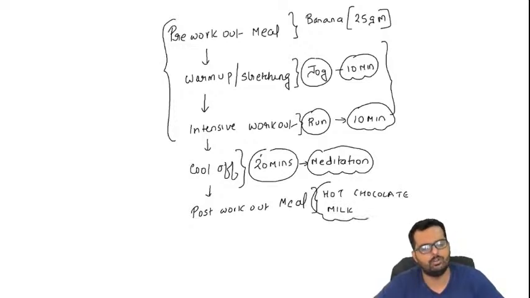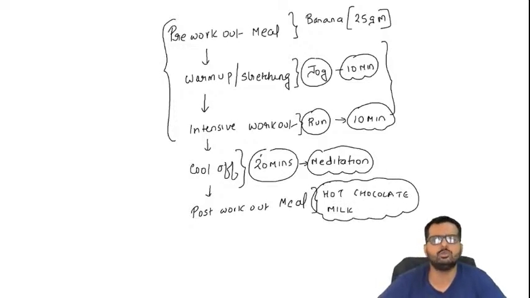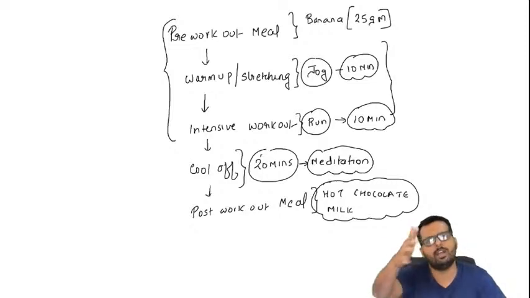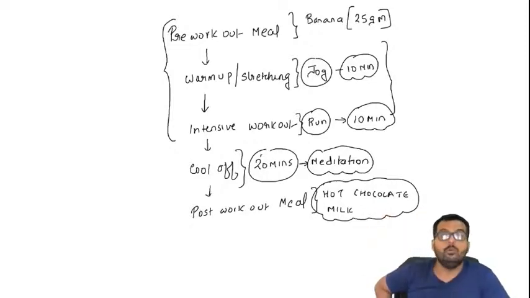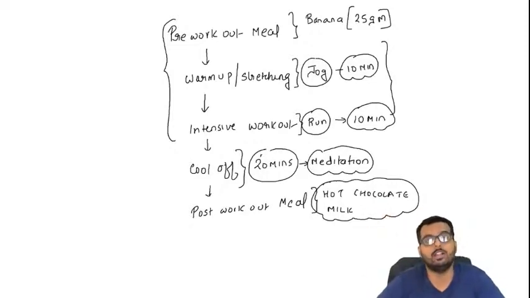Hot chocolate milk, because after running for 20 minutes, your sugar levels have again come down. Whatever banana you ate is all digested over. Now you again have to lift up your sugar levels, otherwise your body will panic. Plus you need some good protein.